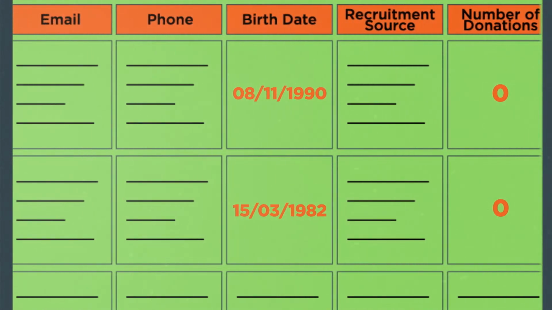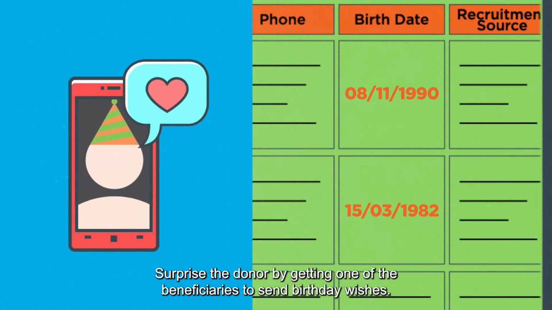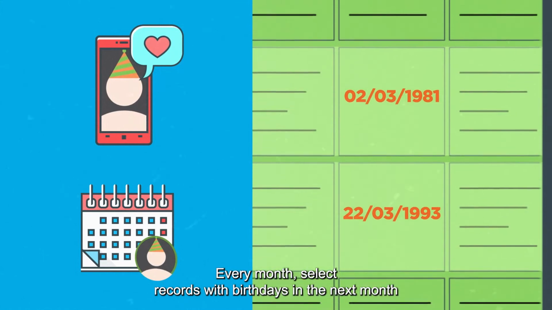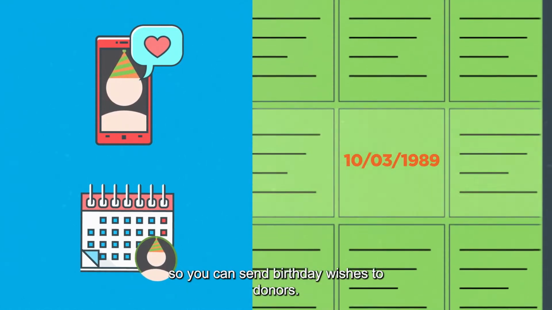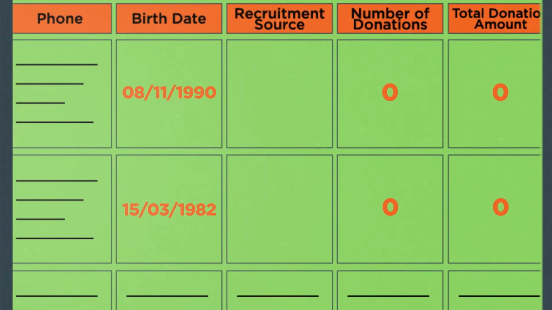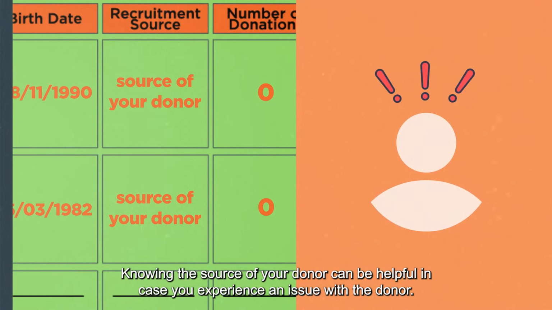Birth date. Surprise a donor by getting one of the beneficiaries to send birthday wishes. Every month, select records with birthdays in the next month so you can send birthday wishes to donors. Recruitment source. Knowing the source of your donor can be helpful in case you experience an issue with the donor.